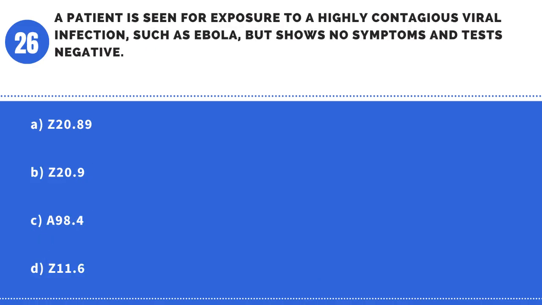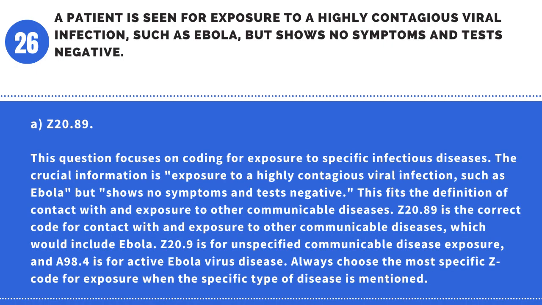Question 26. A patient is seen for exposure to a highly contagious viral infection, such as Ebola, but shows no symptoms and tests negative. A. Z20.89. B. Z29. C. A98.4. D. Z11.6. Answer A. Z20.89.